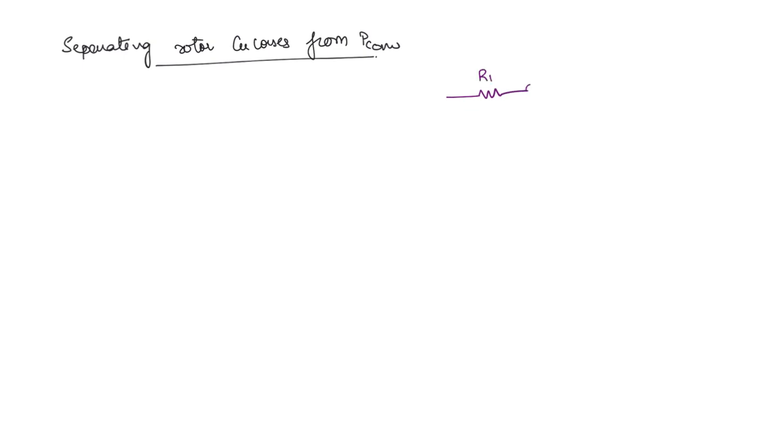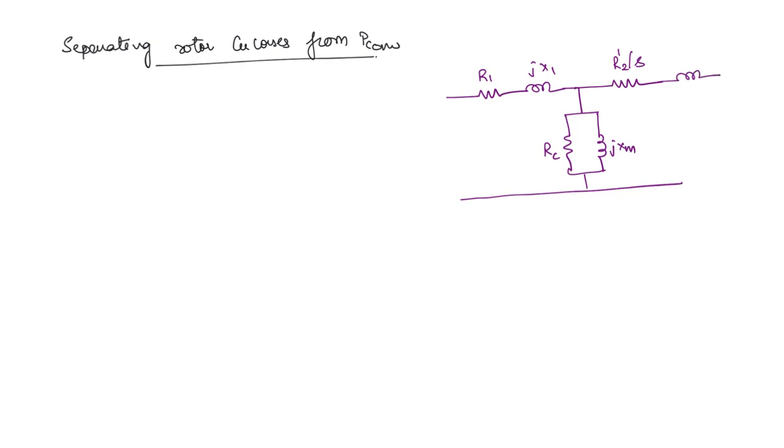Next we will see how we can separate the rotor copper losses from the power that is available for conversion, okay, in the equivalent circuit. So, separating rotor copper losses from power that is available for conversion. What was the equivalent circuit? We have R1, JX1, the core loss component, magnetizing reactance. This is the stator side, and on the rotor side we are going to have R2 dash by S and JX2 dash. Okay. Now what did we see?